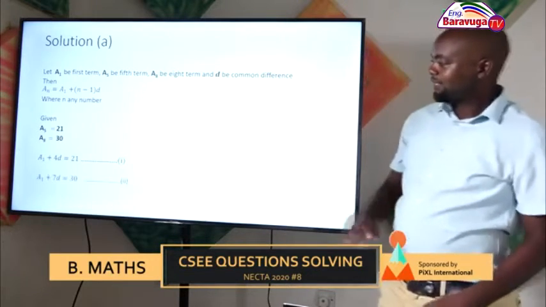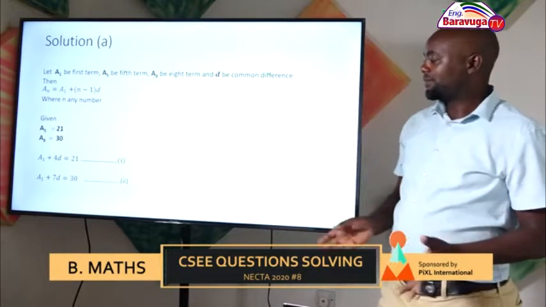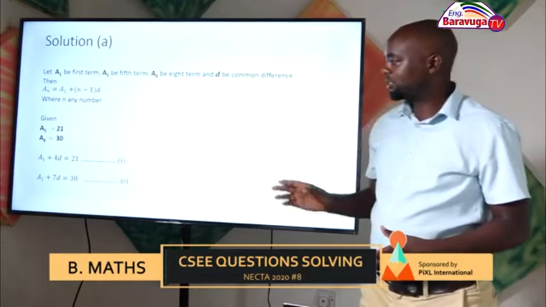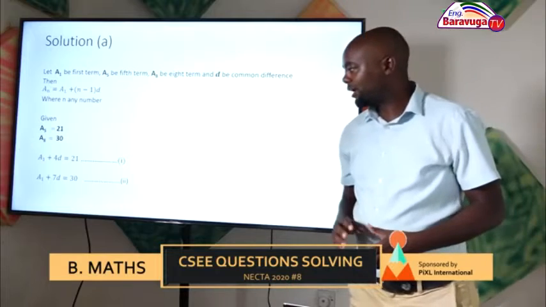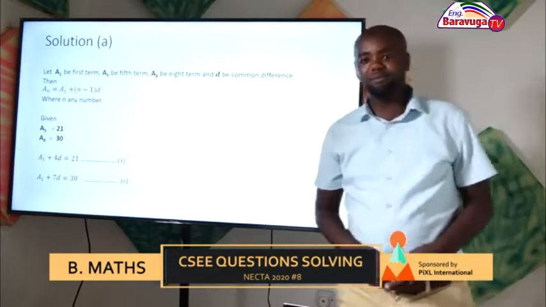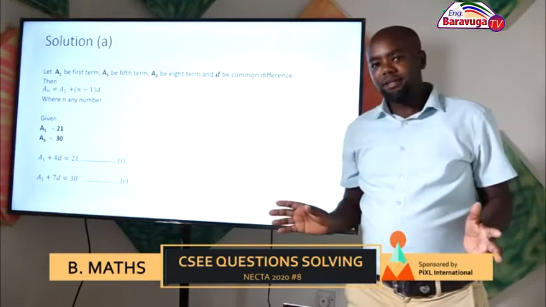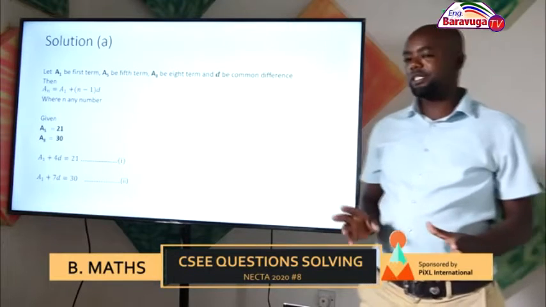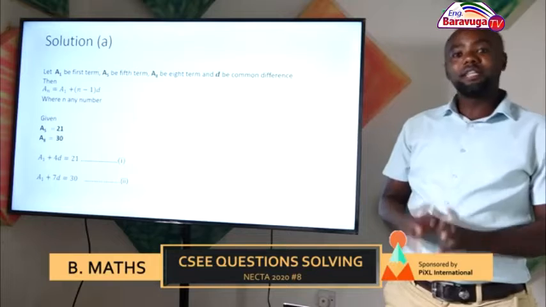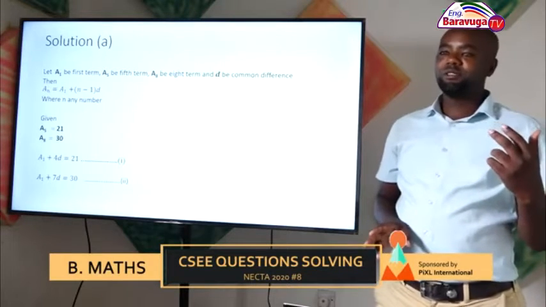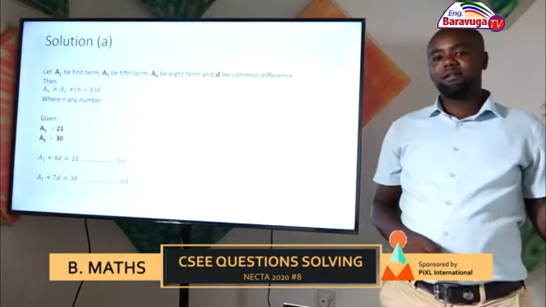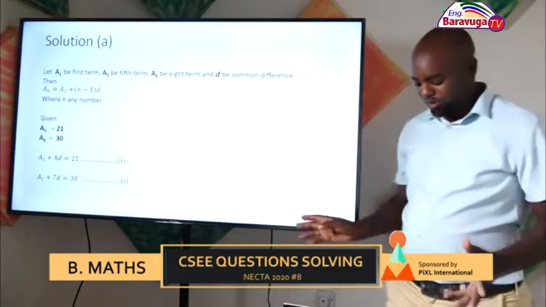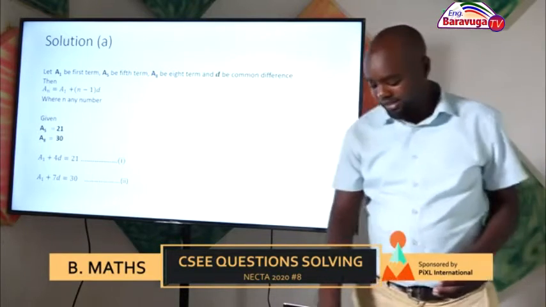And the same for A8. The place where there is n, we put 8. So 8 minus 1 is equal to 7, that's why we have 7D there. And we have A1 plus 7D is equal to 30. So, when you look there, now we have a simultaneous equation. We have equation 1 and equation 2. We know that to solve a simultaneous equation, you can use either the elimination method or the substitution method.